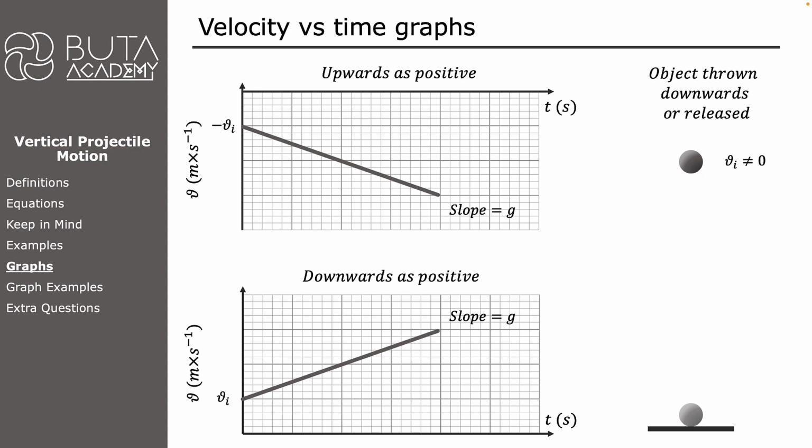In this video, we have learned how to draw velocity versus time graph of an object released or thrown downwards from a certain height. But we didn't consider the cases where the object is bouncing off the surface. In the next video, we are going to learn how to draw velocity versus time graphs of an object bouncing off the surface.